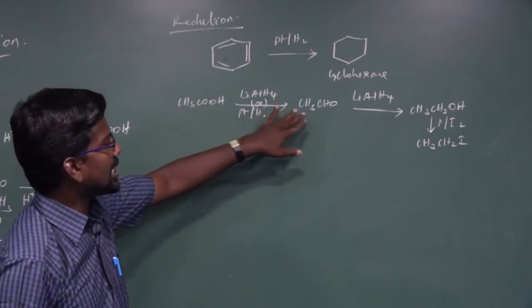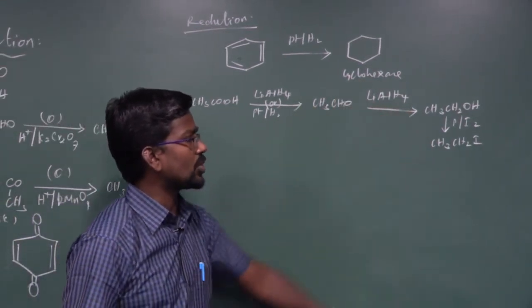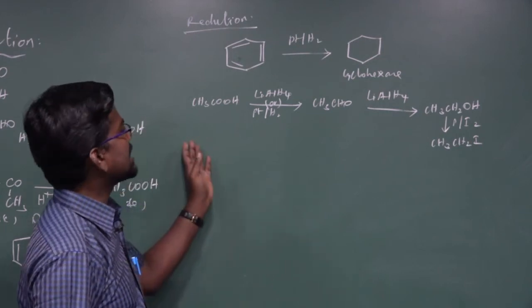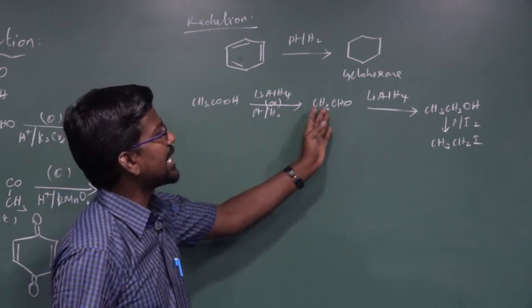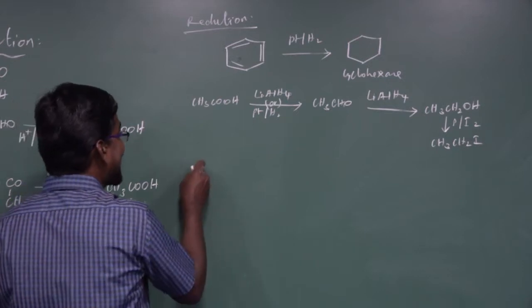Acetic acid can be converted to acetaldehyde. Acetaldehyde is further reduced to form ethyl alcohol. Ethyl alcohol can be converted to ethyl iodide. It is a reduction: acid is reduced to form acetaldehyde, and acetaldehyde is reduced to form ethyl alcohol. It is a reduction process. Next one, cyanide.